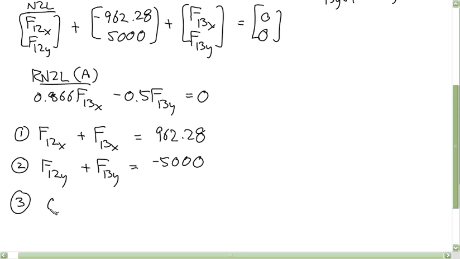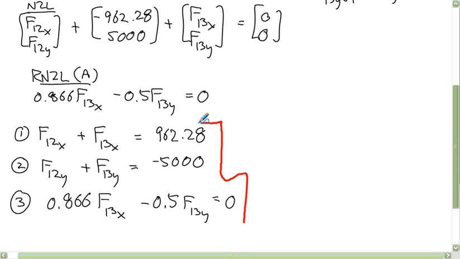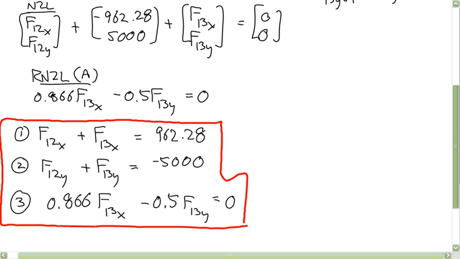And then 0.866 F13x minus 0.5 F13y is equal to 0. So those are our first three equations. And how many variables do we have? We have F12 x and y, and F13 x and y. So far we have 4 variables.